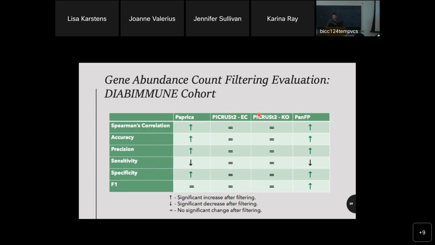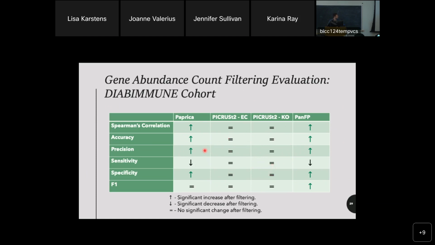This table shows an overview of the results from comparing the performance analysis at different filtering thresholds. Here we can see that we observed a significant increase in Spearman's correlation, accuracy, precision, and specificity for both Paprika and PANFP, whereas we observed a decrease in sensitivity, but this was expected since filtering decreases the number of positive predictions and sensitivity measures the ratio of positive predictions. We also see that there was no significant change in performance for PyCrust2.